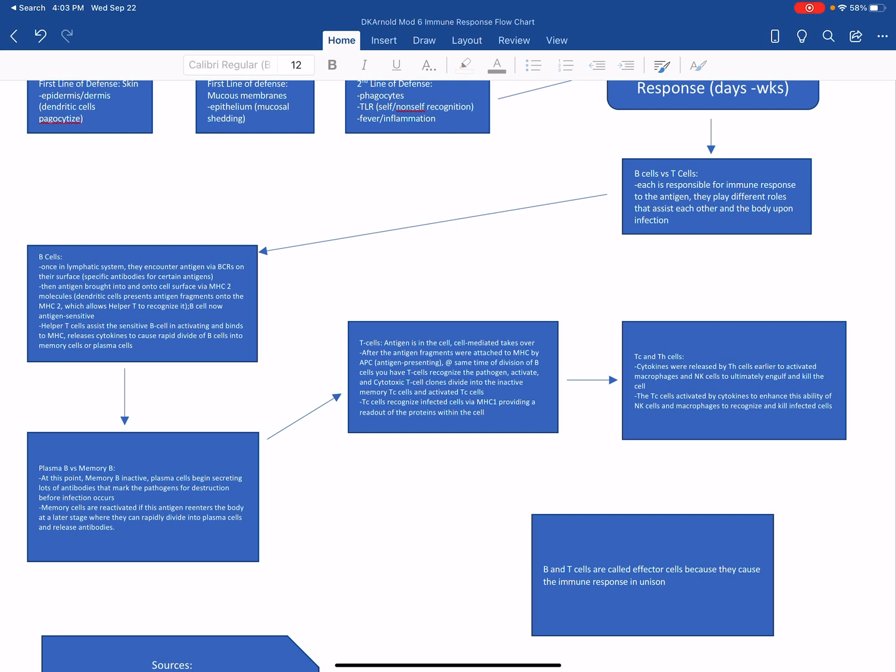Now, once this happens, cytokines are released by the helper T cells, which we talked about beforehand, to activate macrophages and killer cells to ultimately engulf and kill this entire infected cell. These cytotoxic T cells are also activated by the cytokines, as well as the plasma cells, to ultimately enhance the ability of the killer cells and macrophages to begin recognizing and killing these infected cells.